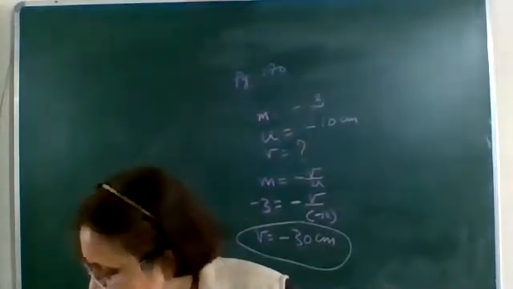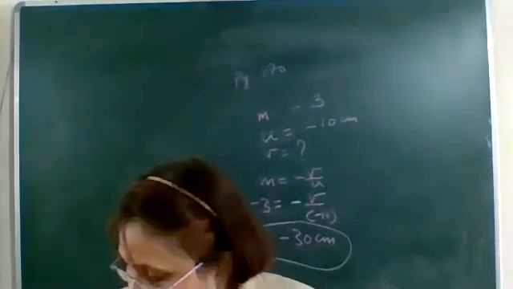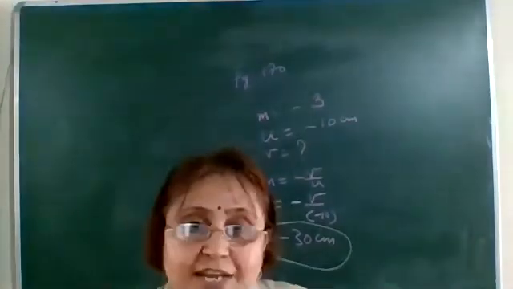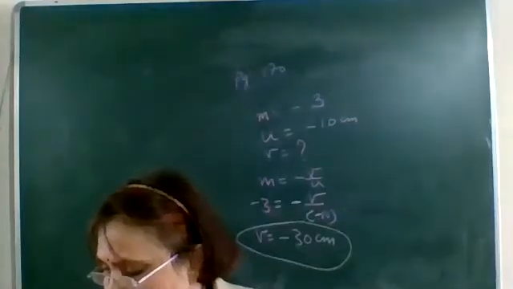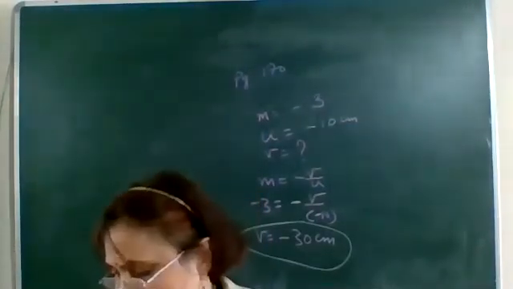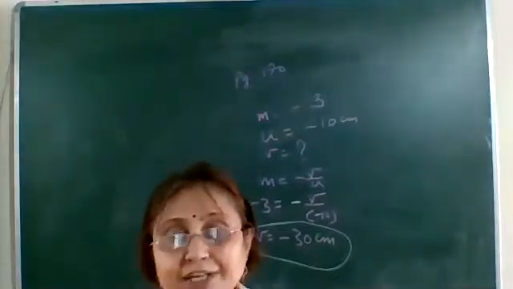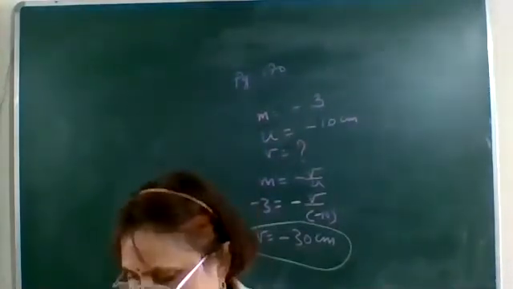Next is question number 5. Take out question number 5. No matter how far you stand from a mirror, your image always appears to be erect. The mirror is likely to be plane. We know that plane mirror always forms erect image.